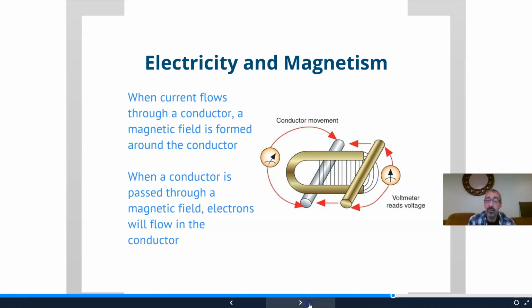When a conductor is passed through a magnetic field, electrons will flow. So it's a two-way street. Current flows, we get a magnetic field. We move something through a magnetic field, electrons flow. It happens all the time. Those are the principles that our alternators work on, our electric motors work on, relays work on, all that stuff.